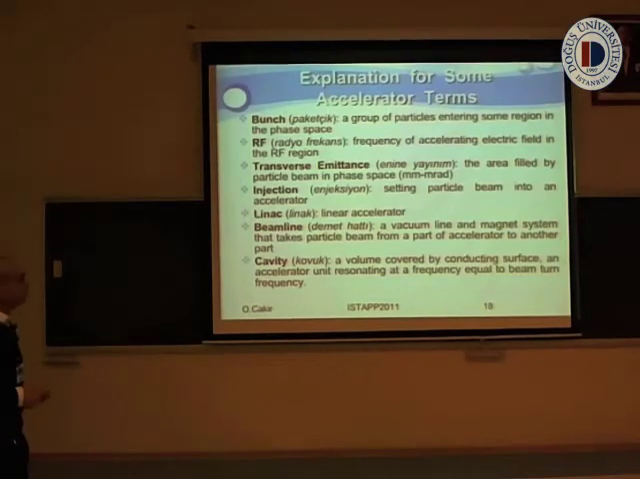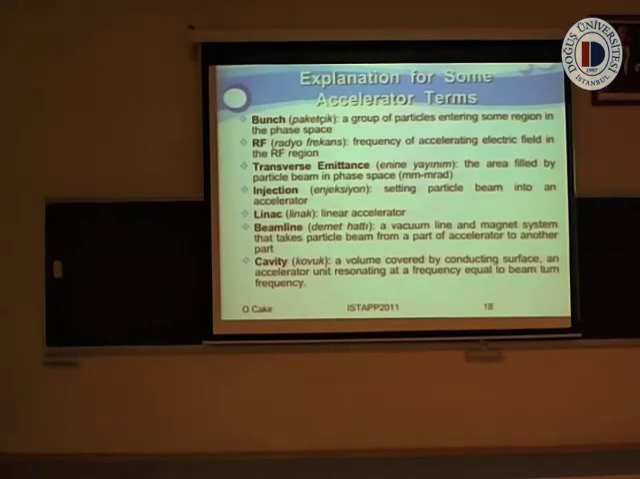Beam line: a vacuum line and magnet system that takes the particle beam from a part of the accelerator to another part. And the cavity is a volume covered by a conducting surface, an accelerator unit resonating at a frequency equal to the beam turn frequency. The resonance cavities are used especially to inject energy into the beam for further acceleration.